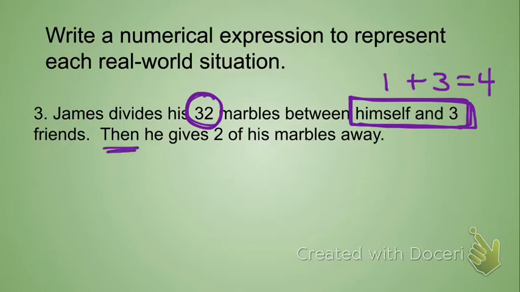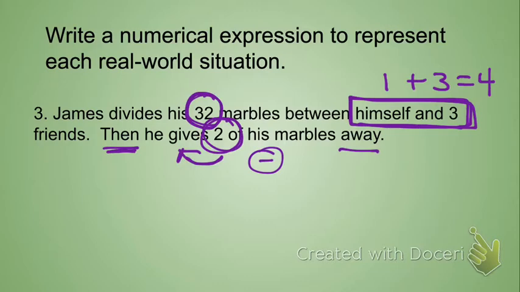And then he gives 2 of his marbles away. So if he gives them away, what are we doing if we're giving something away? We're taking it away. We are minusing it, right? All right, so how do we write this as an expression?